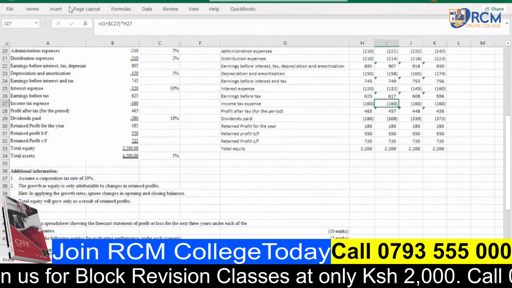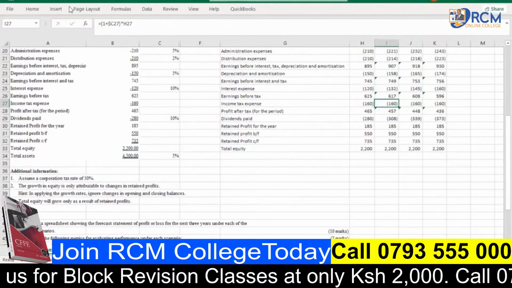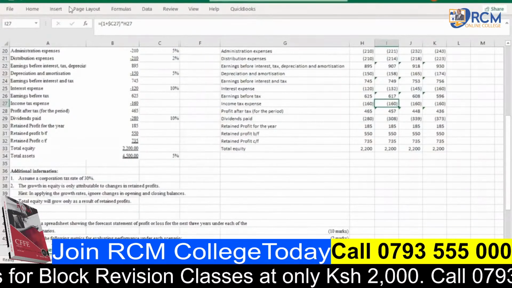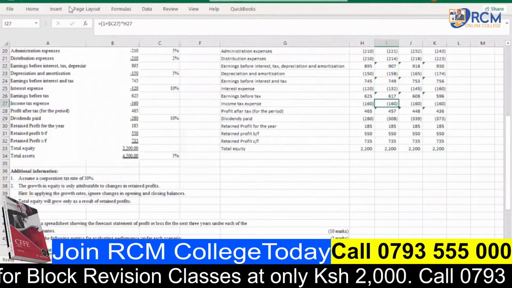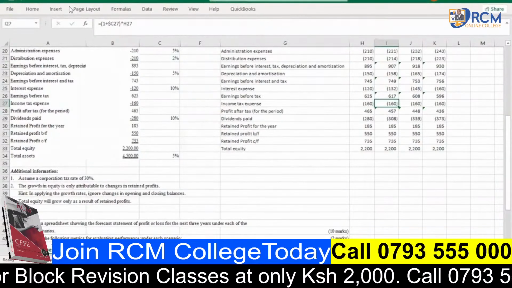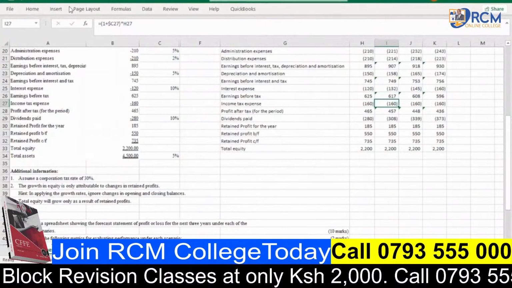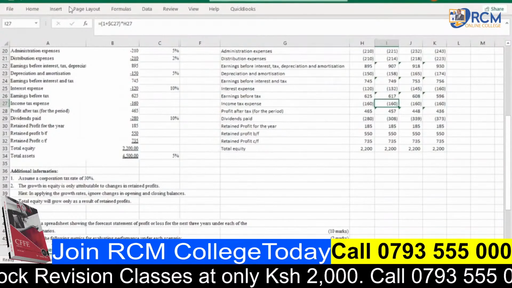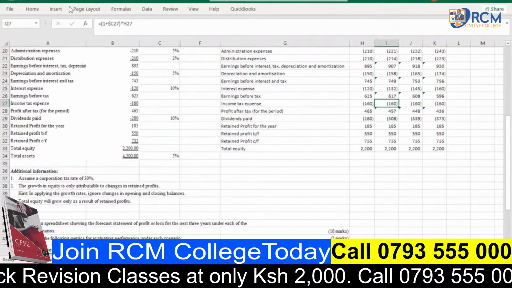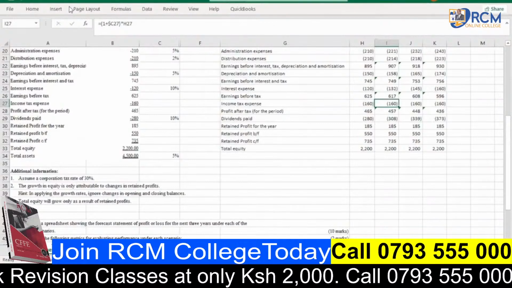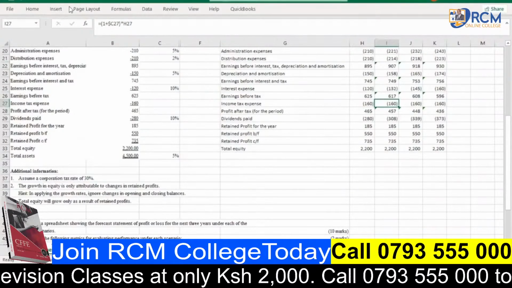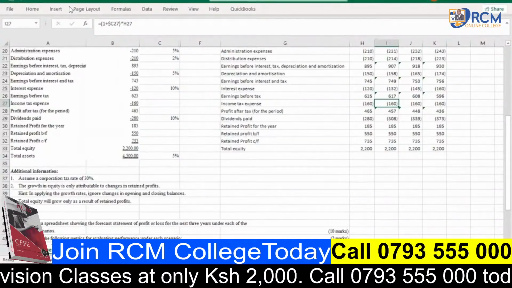Which option is good for you? Mfanye research mlete tufanye kwa class, ama kila mtu afanye the whole question, submit, then I give you feedback on what you've actually done. Which option will work out for you?